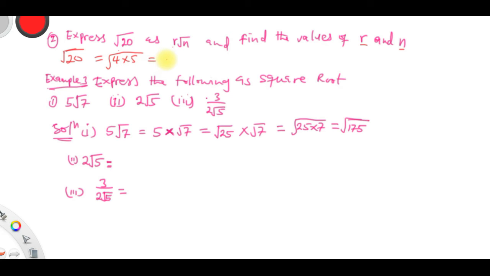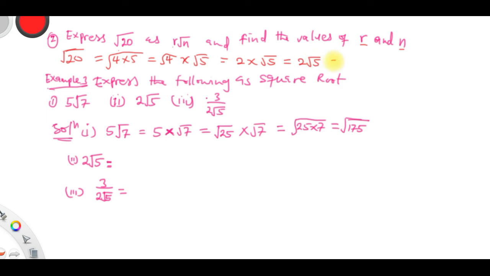But let me move slowly so that you will not get confused. With time you get used to what I'm doing. What is the square root of 4? This is 2. Then times the square root of 5, which cannot be simplified further. So we get 2 root 5.